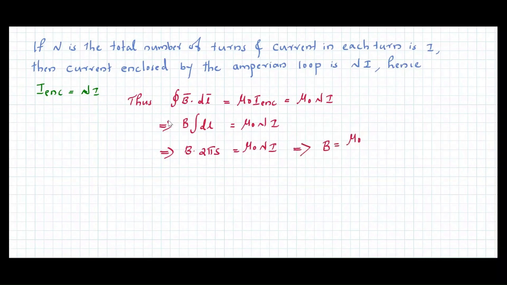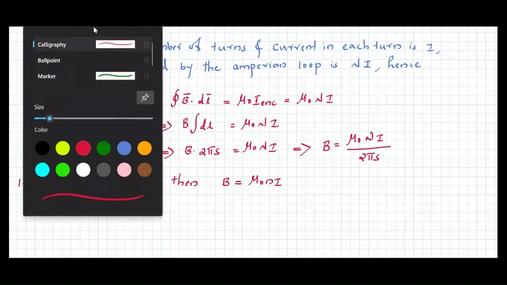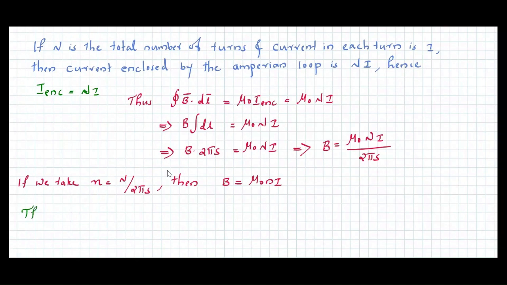Now what is integral dl? Closed integral dl gives the length of the Amperian loop. Here the shape of the Amperian loop is circular, therefore closed integral dl becomes 2 pi s, the circumference of a circle of radius s. Therefore, B is equal to mu 0 NI by 2 pi s.